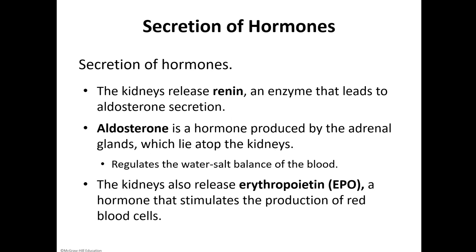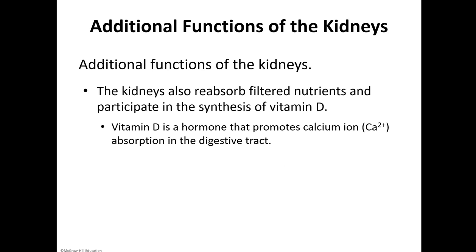Secretion of hormones. The kidneys release renin, an enzyme that leads to aldosterone secretion. The kidneys also release another hormone called erythropoietin, EPO, which stimulates the production of red blood cells. Additional kidney functions include the ability to reabsorb filtered nutrients and also synthesize vitamin D. Vitamin D is a hormone that plays a very important role in promoting calcium ion absorption inside our gut area.